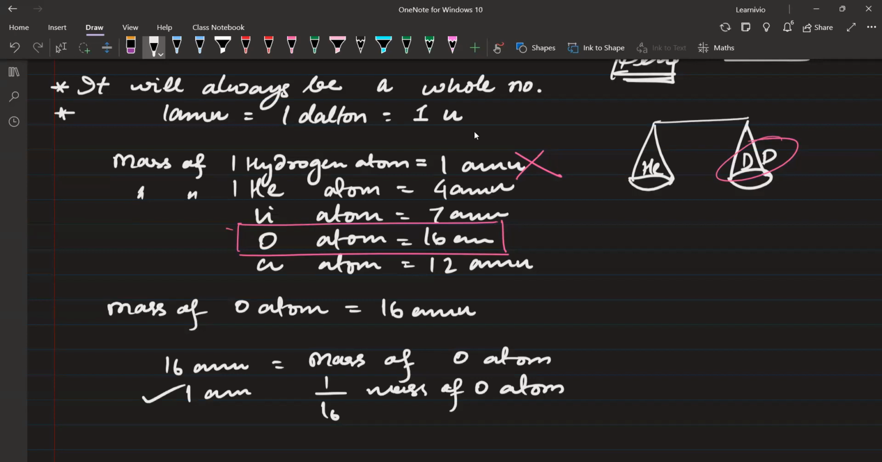Okay, fine. So we have calculated the mass of oxygen atom as 16 AMU. We said that 16 AMU is the mass of oxygen atom. Then from this sentence, we can also define what is 1 AMU. 1 AMU will be the mass of oxygen atom divided by 16, or we can say 1/16th of mass of oxygen atom. Does that make sense? Yes, please tell me.